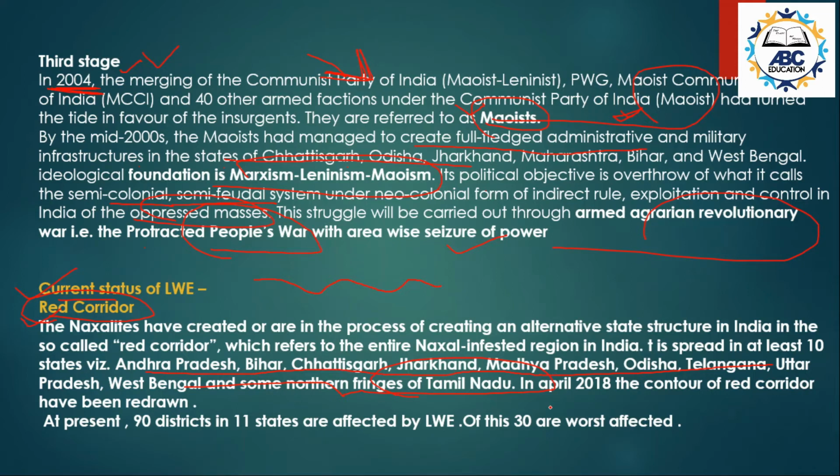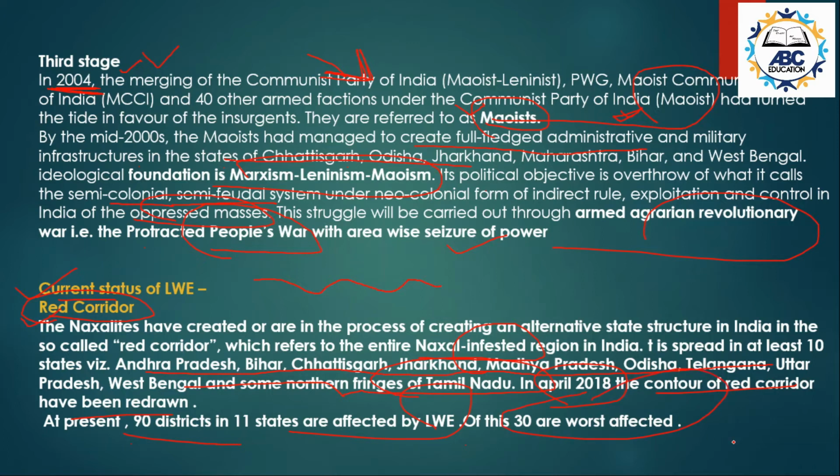Okay, and in April 2018 what happened, the contours of red corridor have been redrawn. That is, जब इसको redrawn किया गया तो पता चला कि this area has actually shrunk. Actually the affected area has shrunk. That means the violence overall has reduced. And the corridor or the extent of the area which is affected by Naxalism or Naxal infested violence has been reduced. अब at present status क्या है कि 90 districts in 11 states are affected by left wing extremism, जिसमें से 30 are worst affected.